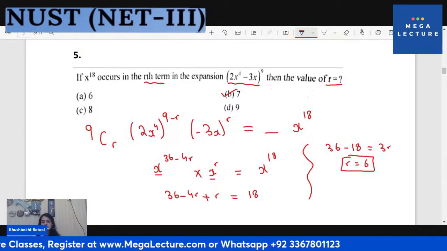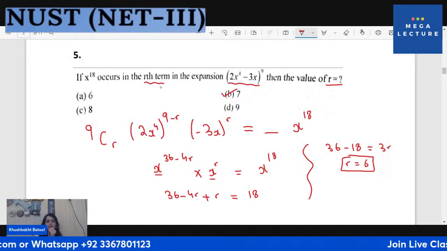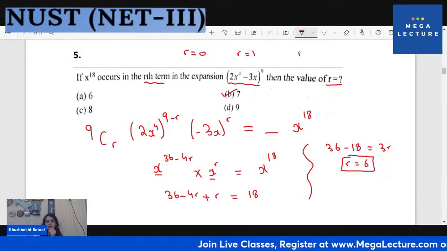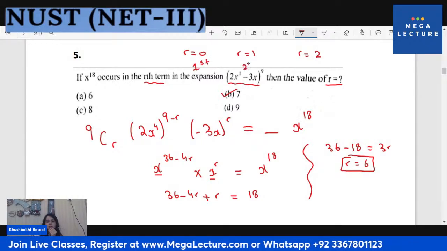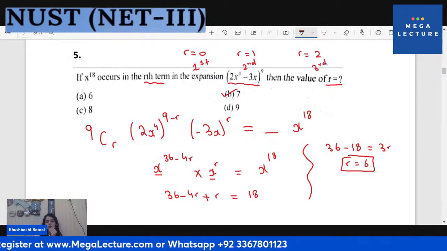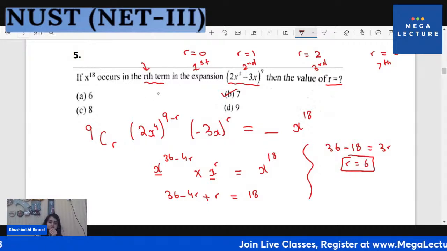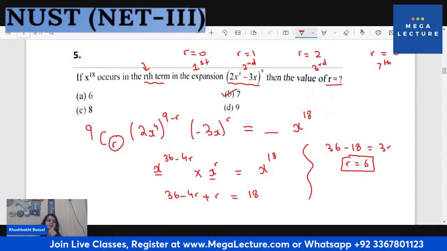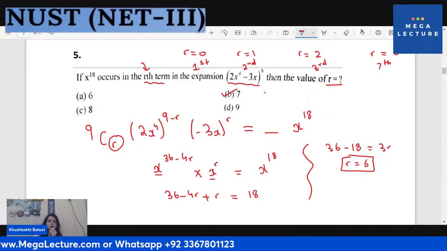So for such questions, you need to understand one thing. It starts off with r equals 0, r equals 1, r equals 2. This is your first term, your second term, your third term. So when it is r equals 6, it would be your seventh term, and r is basically the number of terms here. So that is why the answer is going to be B, that is 7 in this case. All right, let's talk about the next question.